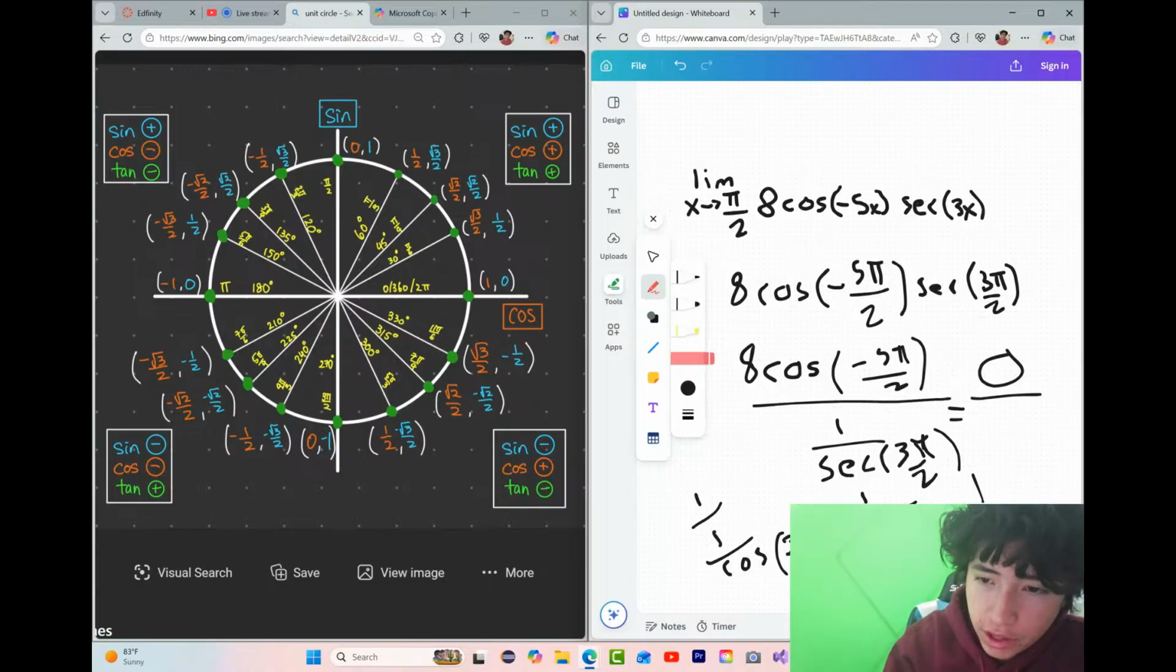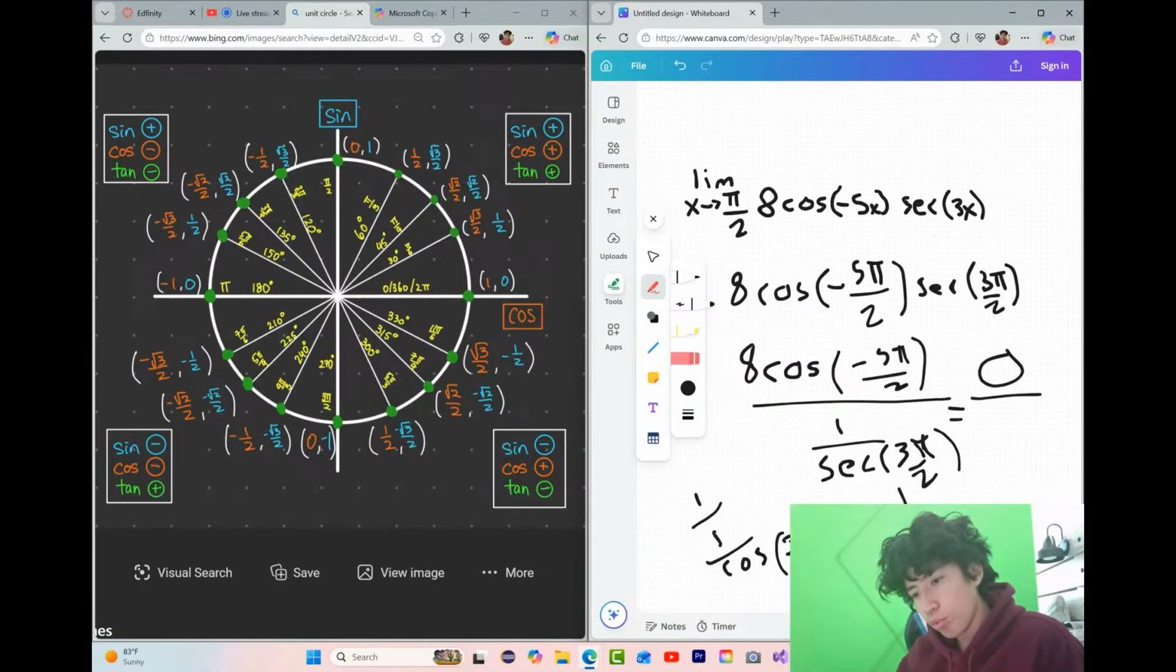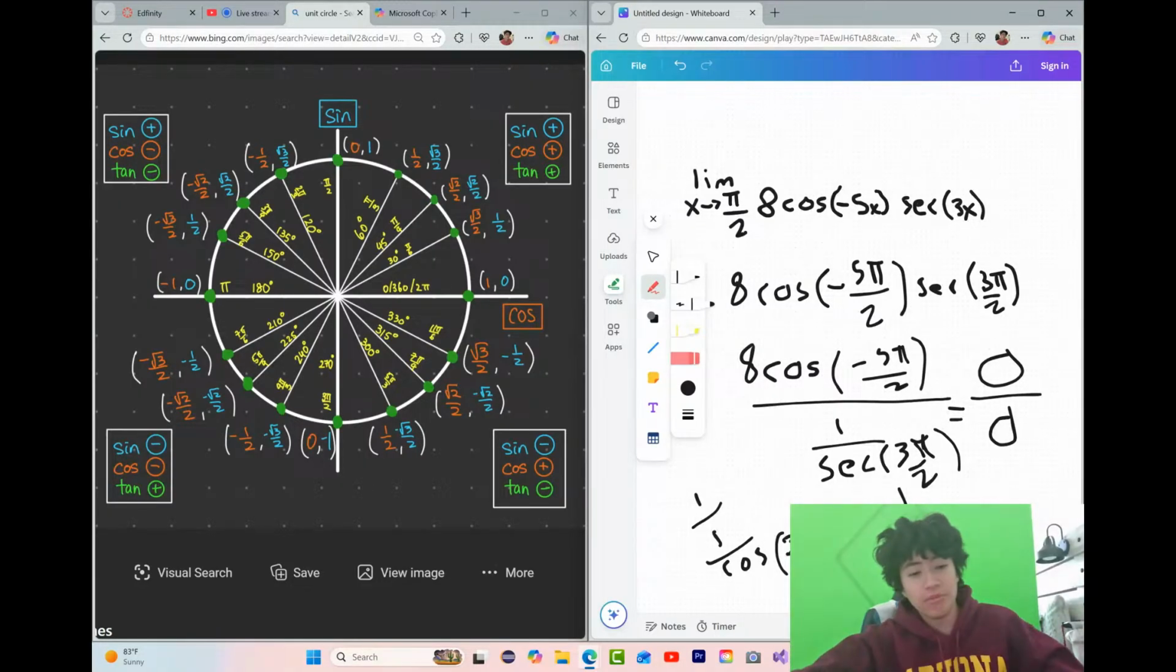So I'm just going to erase that. 0. And in fact, I'm just going to erase all of this because this is wrong. So this is equal to 1 over 0. In 1 over 0, what is that? That's like infinity. And 1 over infinity is 0. So we do have an indeterminate form.